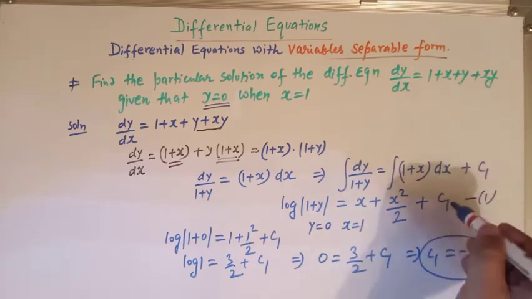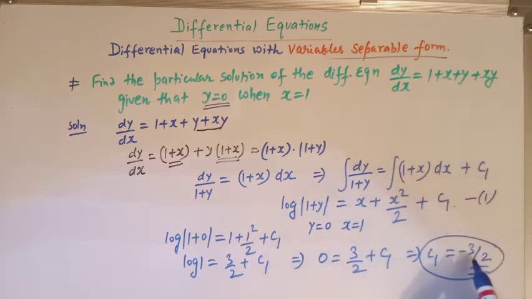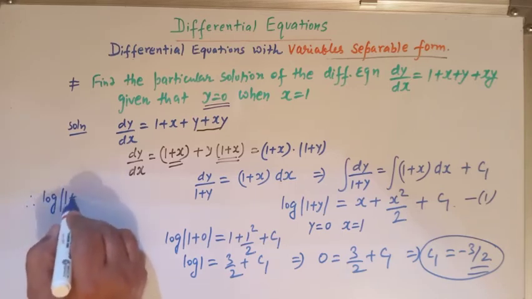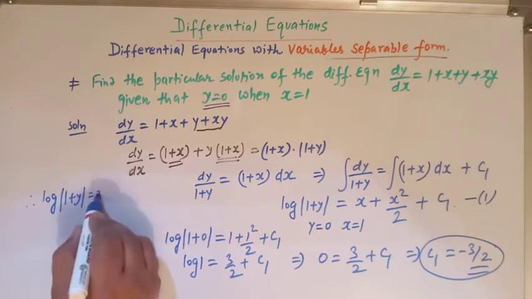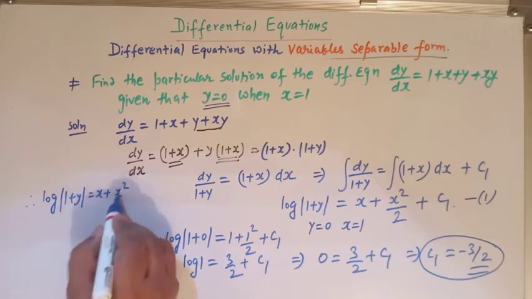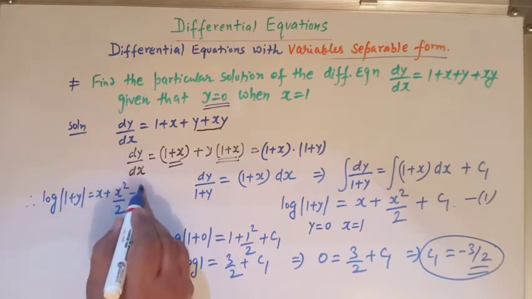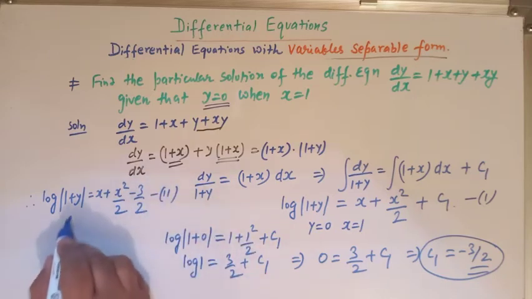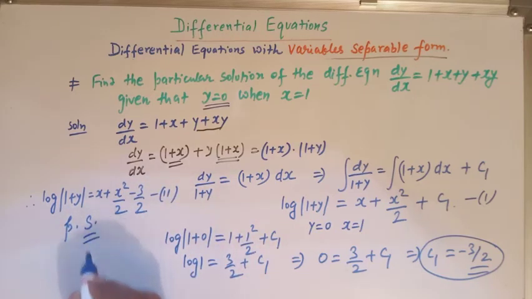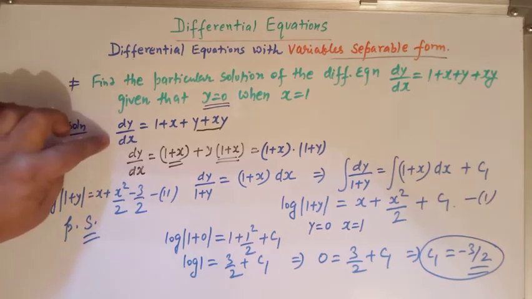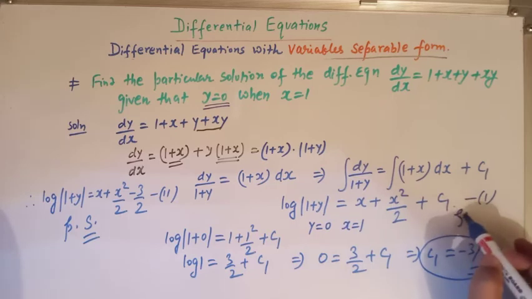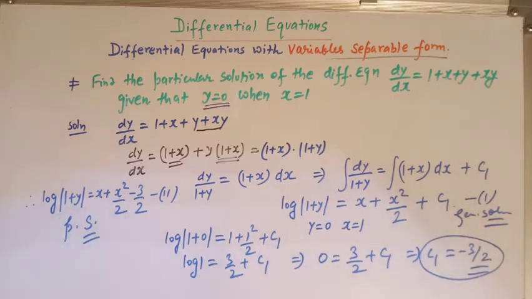Now if we substitute the value of c1 as minus 3 by 2, we get log of 1 plus y is equal to x plus x square by 2 minus 3 by 2. Then this represents the particular solution of this differential equation. Clear? So this is the general solution and this is the particular solution.